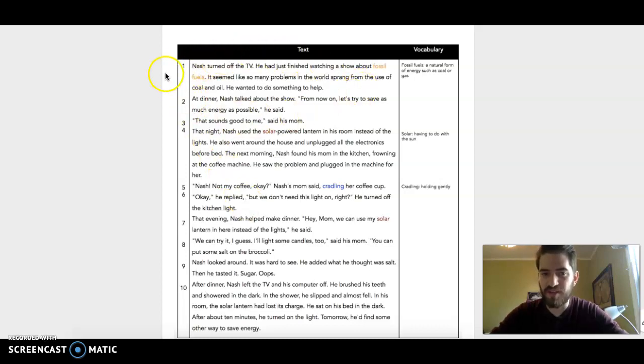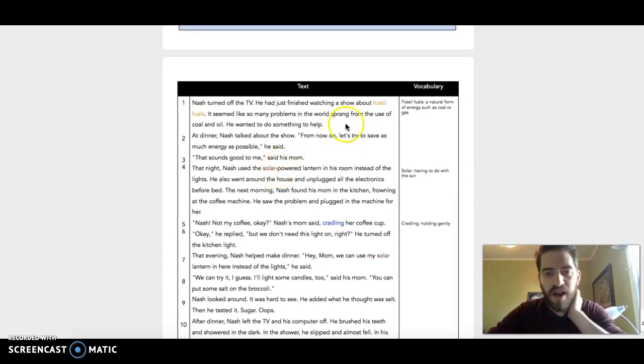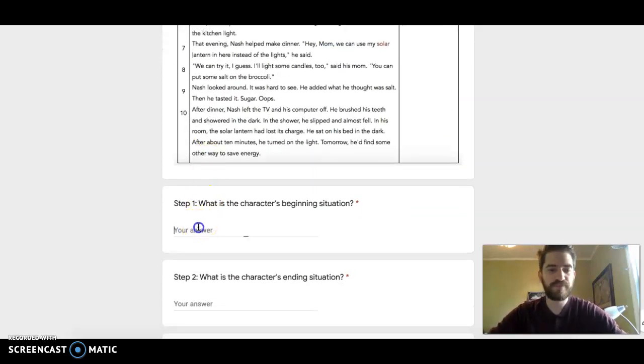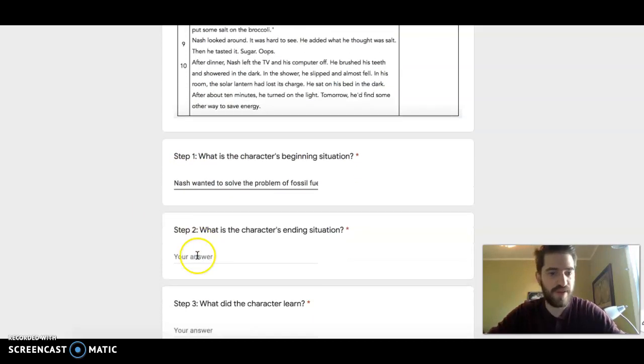What's it like at the beginning? So we're looking at Nash. He's our main character. We're seeing at the beginning of the story, I say that he is watching a show about fossil fuels and that he wanted to help solve a problem with pollution, a problem that was really big in the world. So I'm going to write, Nash wanted to solve the problem of fossil fuels. Period. Don't forget that period. Don't forget that capital letter.